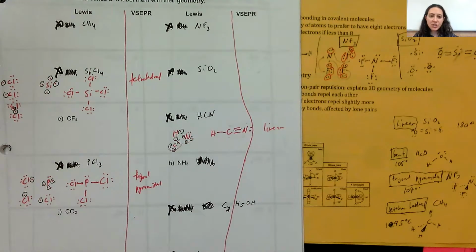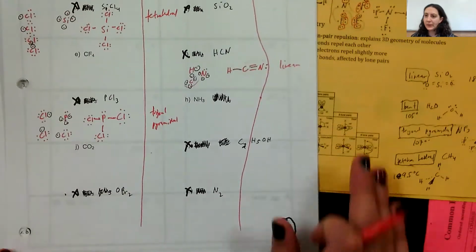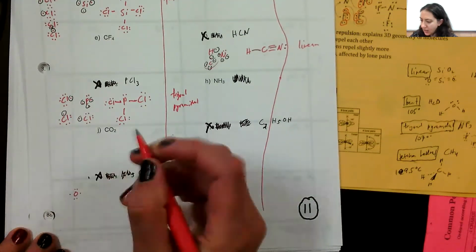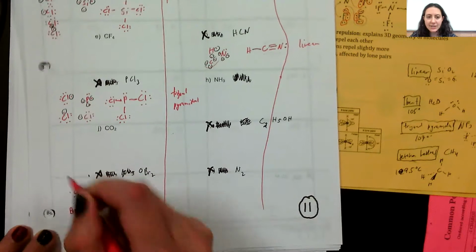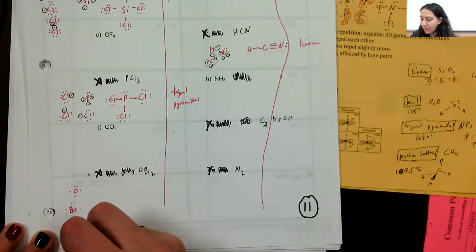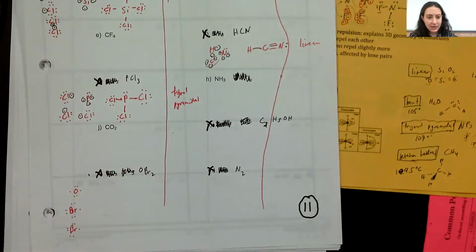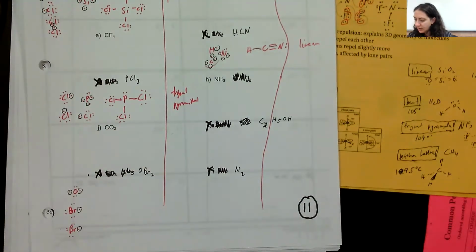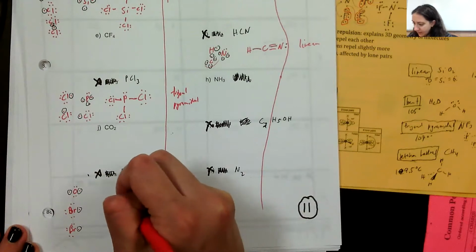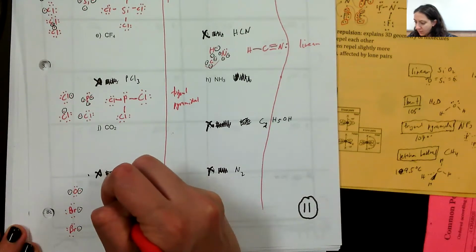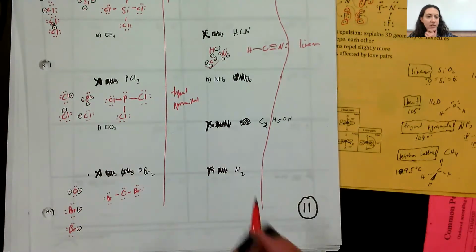Okay, and let's just do one more. I want to do this OBr2 business. So let's do the Lewis model for it first. There's oxygen. Oxygen has 6 valence electrons. Bromine has 7. There's 2 bromines. So it looks like they're going to connect here and here. Let's put oxygen in the middle. If we do that, that looks like it's pretty much linear, right?